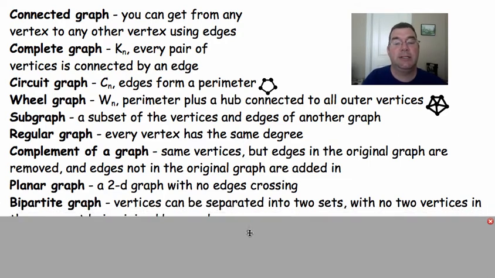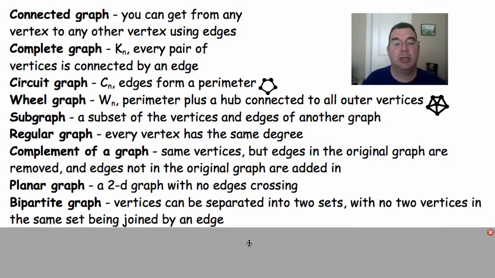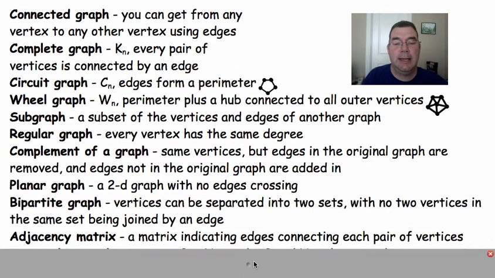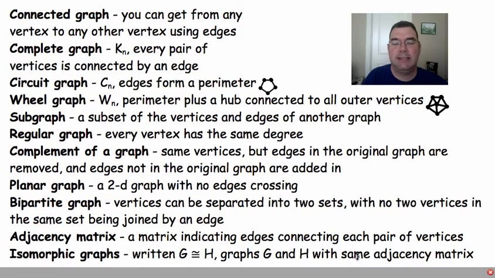Bipartite means that the vertices can be separated into two sets, and each vertex from the first set is joined to a vertex in the other set, but the vertices within each set are not joined to each other. Okay, so that's kind of like x's being joined to y's, but you would never join x's to x's or y's to y's. Okay?